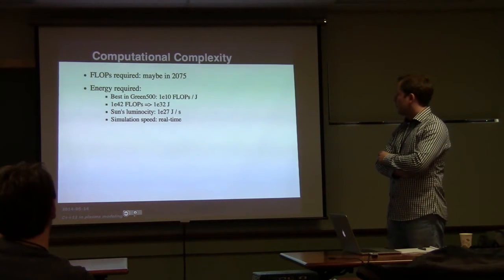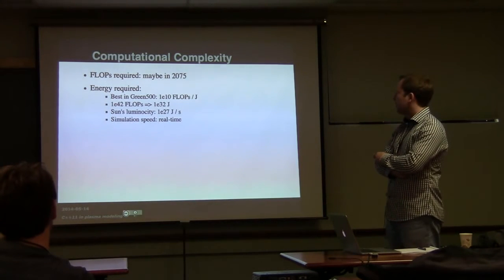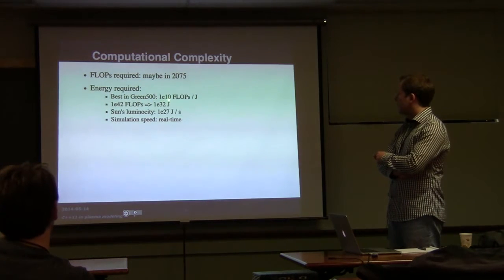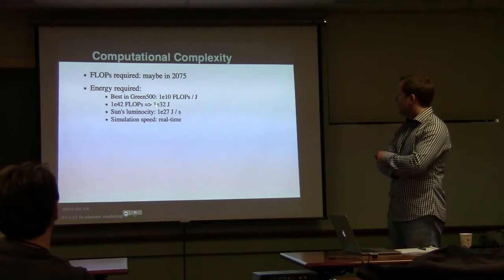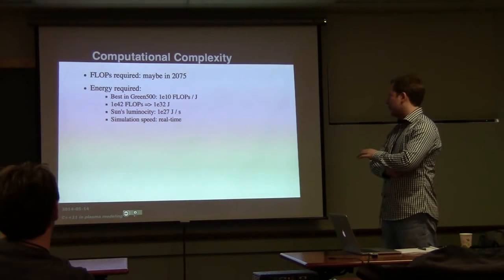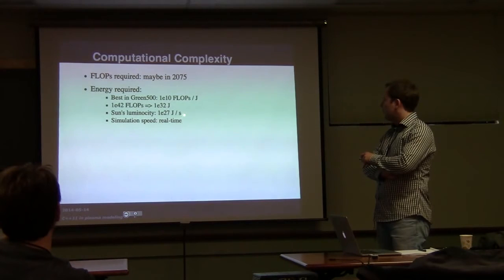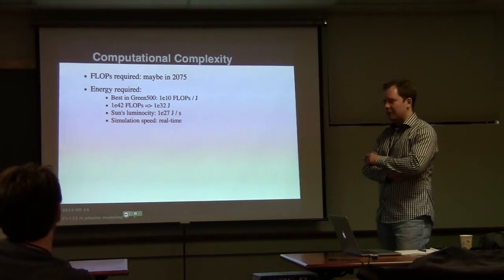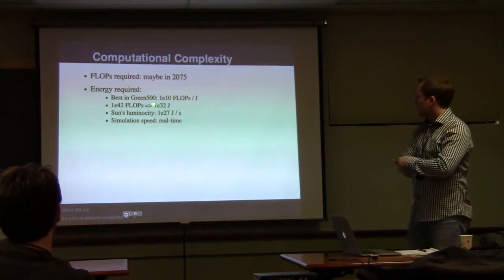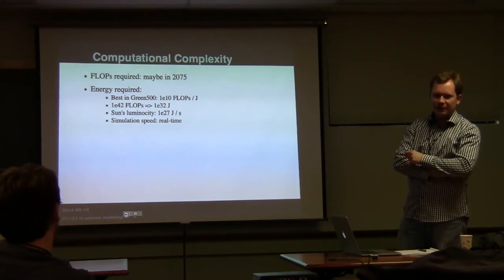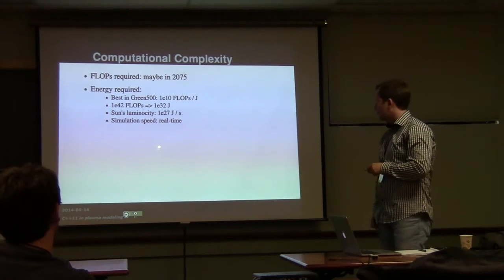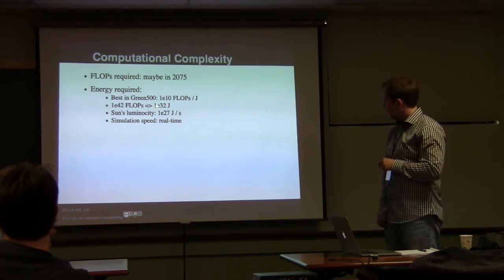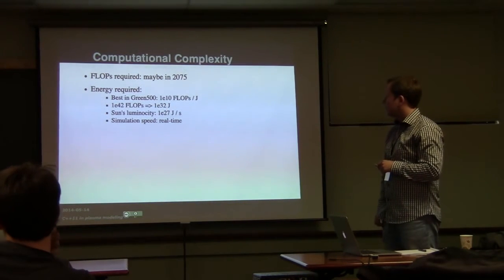And then the energy required is also quite significant. The best computer now in the Green500 is about 10^10 flops per joule. So it would take 10^32 joules to calculate the simulation, and the entire energy output of the sun is 10^27 watts. So actually you could do real-time simulations if you just use the entire energy output of the sun. You simulate 100,000 seconds, and then you get this amount of energy.